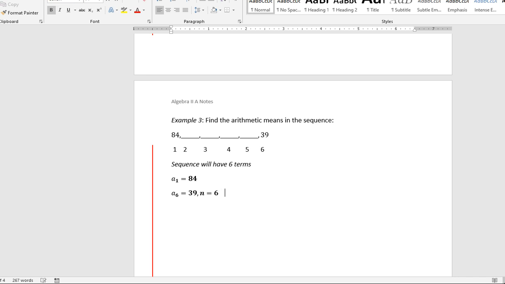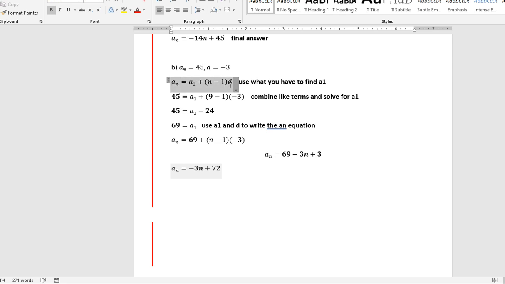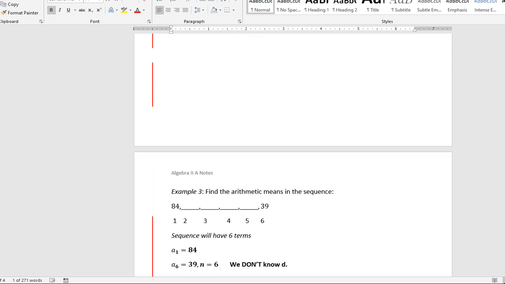What we don't know is d, and that's what we need to be able to find. Because if we knew what the common difference was, we could say, okay, well, 84 is going to be minus something, but 84, maybe it's minus 5. So minus 5, minus 5, minus 5, we could use that to find these terms. But we don't know it yet. So we're going to use the general form to find that.